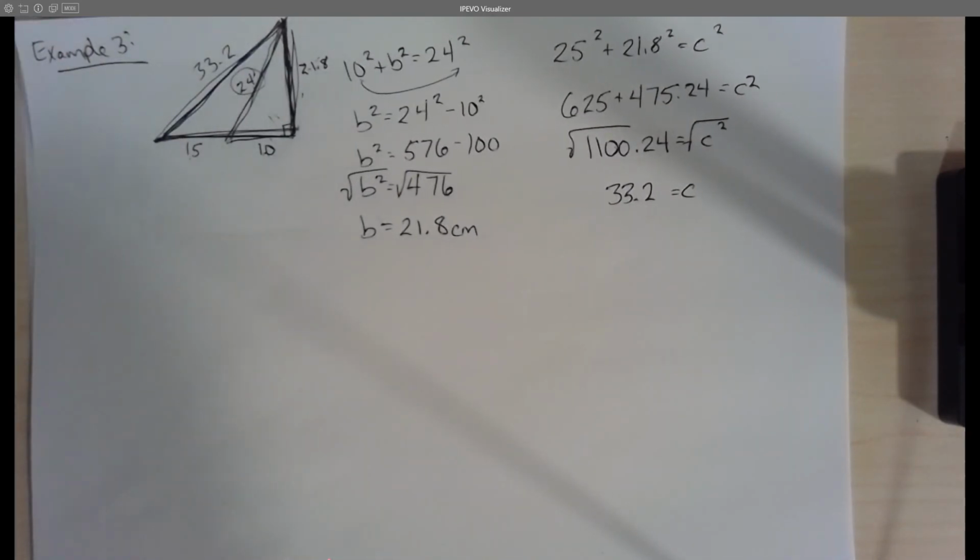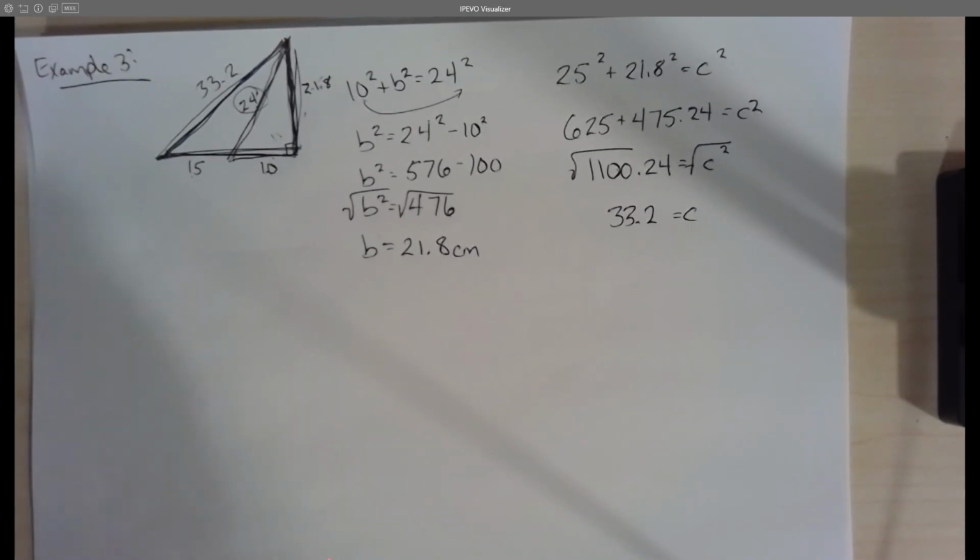So we had to do some rounding in this particular question, but regardless, we can still use our Pythagorean theorem to solve it. Hopefully that helps as you step through. Try it 1, 2, and 3 on your own as well.